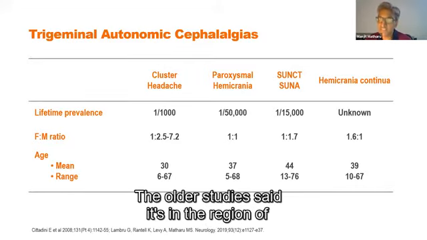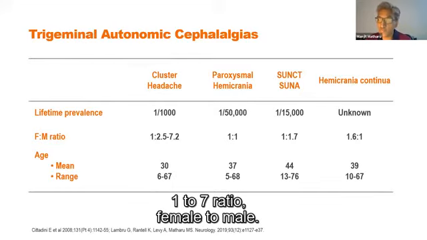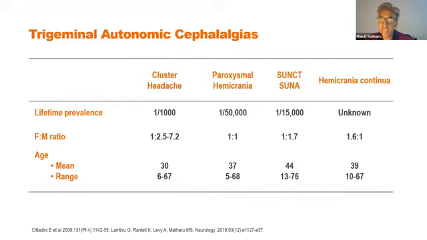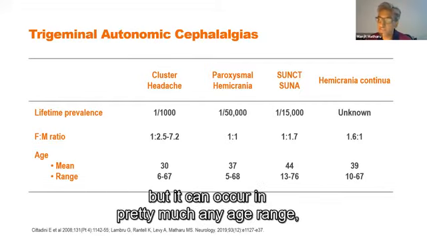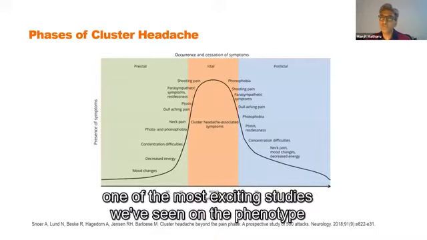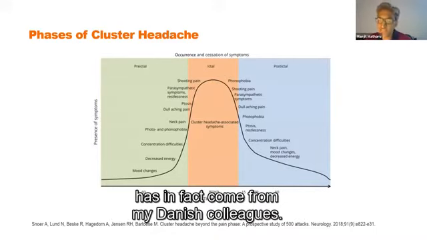The oldest studies said it's in the region of 1:7 ratio, female to male, but the newer studies show that in fact it's probably closer to 1:3. The mean age is about 30, but it can occur at pretty much any age range, as the figures over here show. And in recent times, one of the most exciting studies we've seen on the phenotype has in fact come from my Danish colleagues.